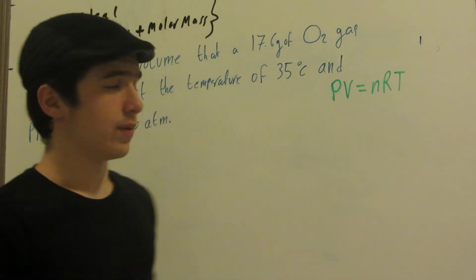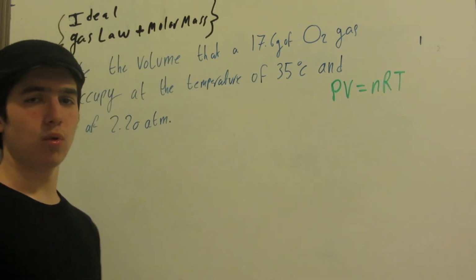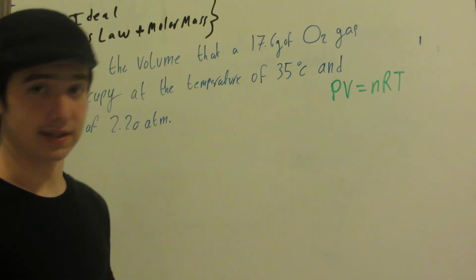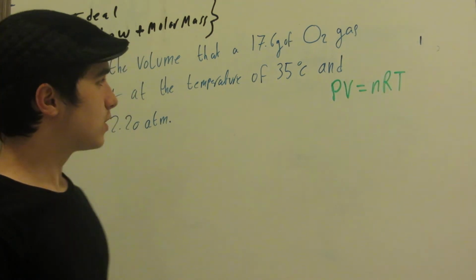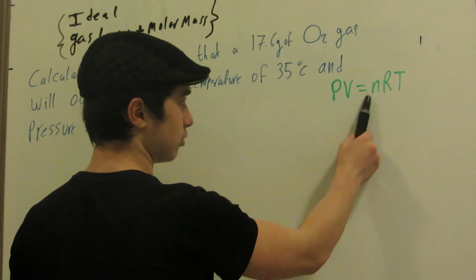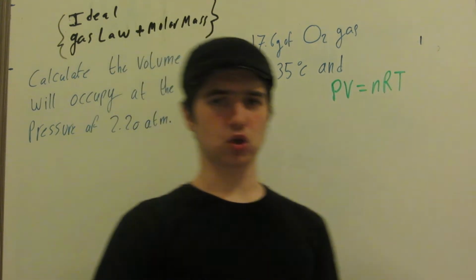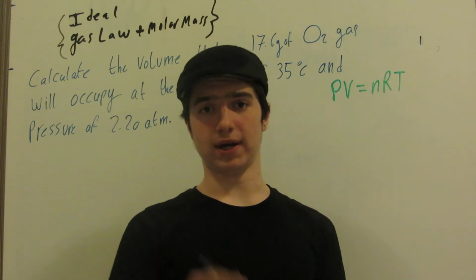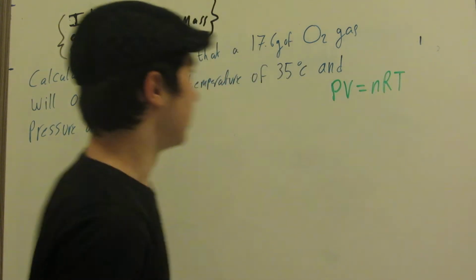So, anyway, let's start solving. Using molar mass to solve ideal gas law problems. As we said, the ideal gas law formula is stated as PV equals nRT. Now let's start solving using what? You're right, molar mass. Let's start.